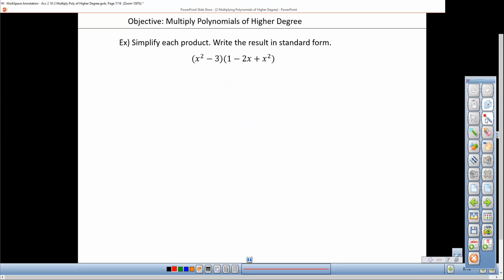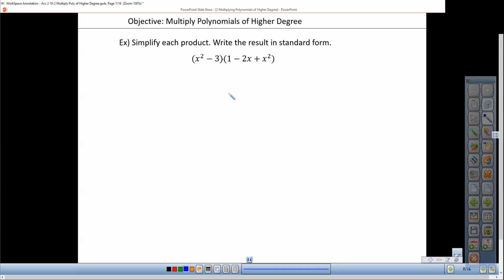All right, so now doing another one together. Here's where we have a product. We know that we're multiplying because where the two parentheses come together, we don't see a plus or minus sign. So that does mean we're multiplying. Here we have a binomial times a trinomial, 2 terms times 3 terms.